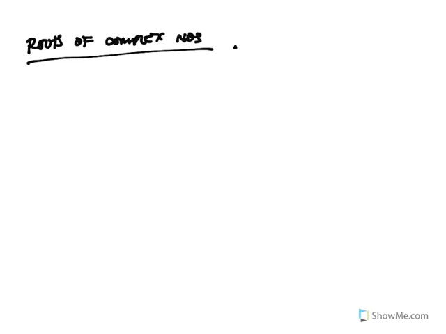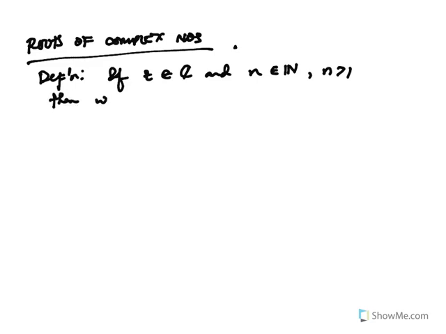In this video, we will study how to get the roots of complex numbers. Now, by definition, if z is a complex number and n is a natural number, where n is greater than 1, then omega is an nth root of z if omega raised to n is equal to z.